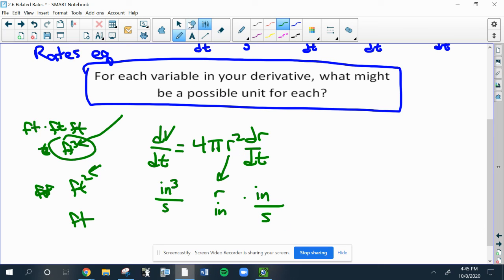Now, if you look at this equation in total, the left side is inches cubed per second. The right side is inches squared, because of this 2, times inches per second, which is inches cubed per second. So it balances itself out. So that's a really quick, short introduction to related rates. I'm going to make one more video as far as how we're going to handle some of these problems.